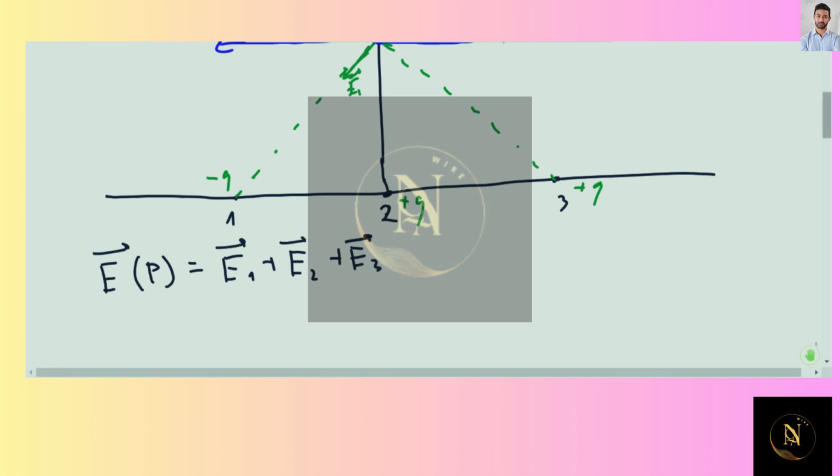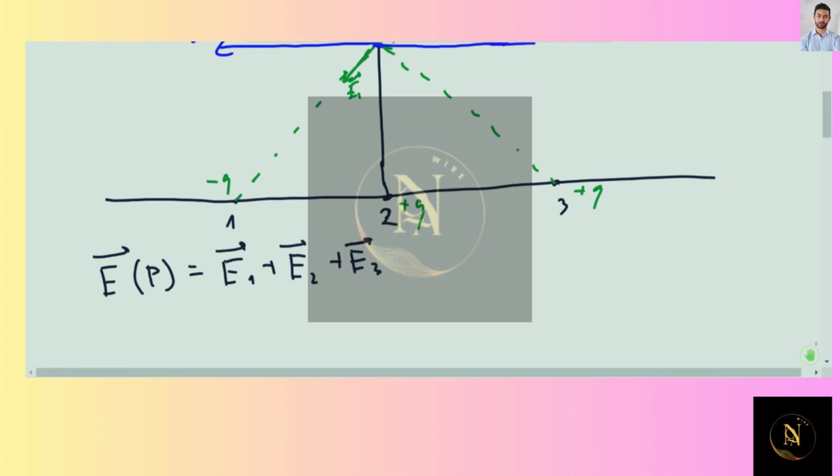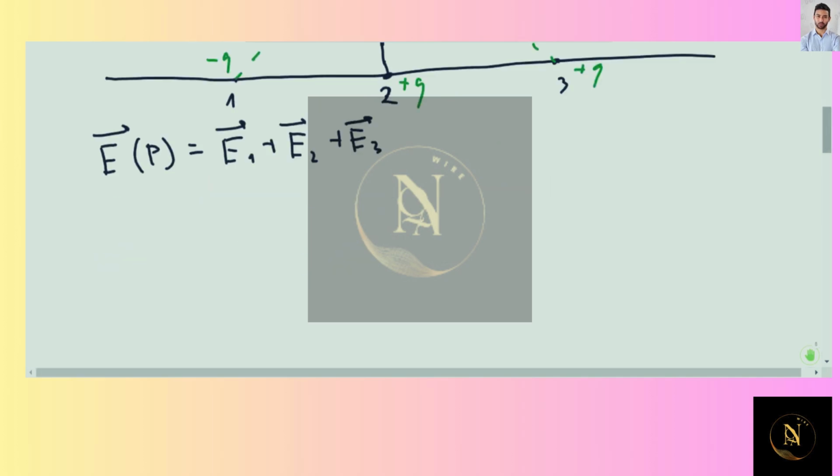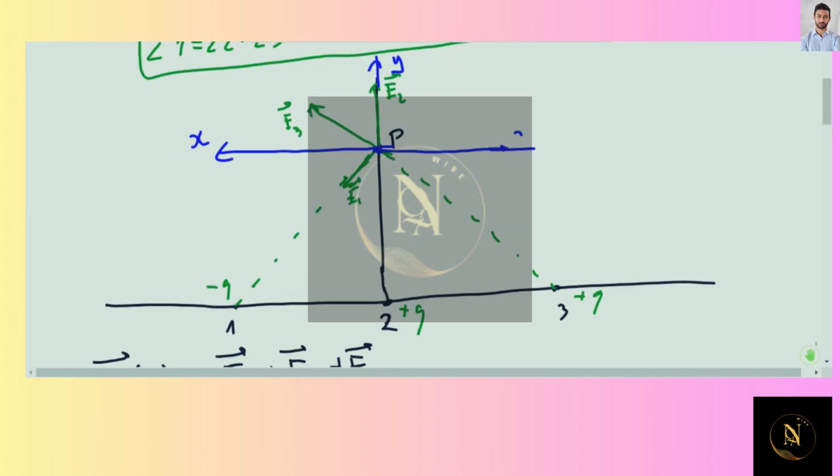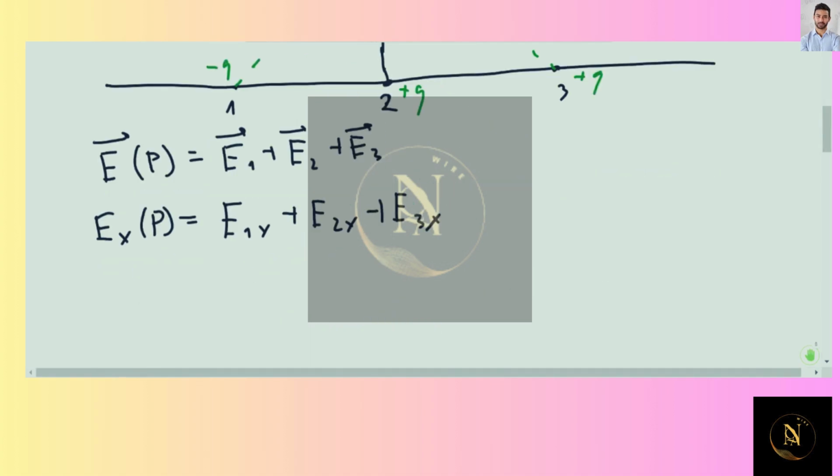Or if we are interested in the x projection, we have to take the x projections of the first component, of the second component, and of the third component. As we can observe, the second component is perpendicular to the x-axis, therefore its contribution will be 0. So this equation simplifies to E1x plus E3x.